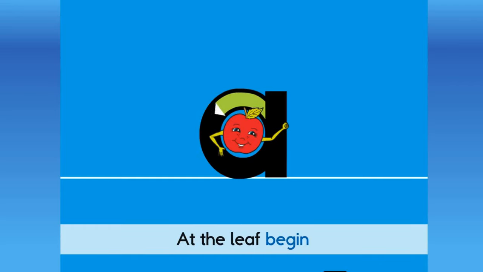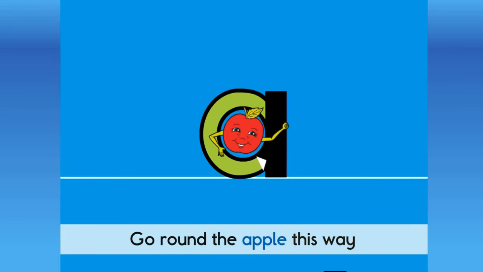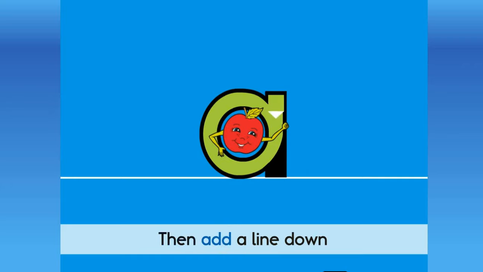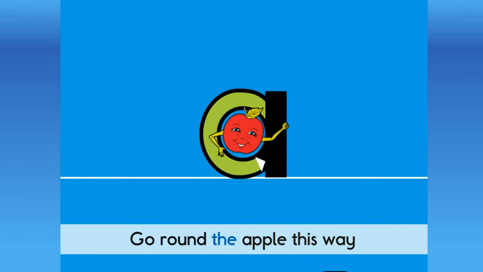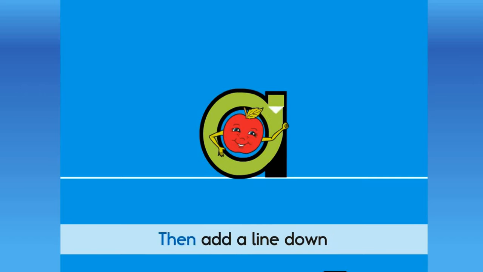At the leaf begin, go round the apple this way. Then add a line down so Annie won't roll away.